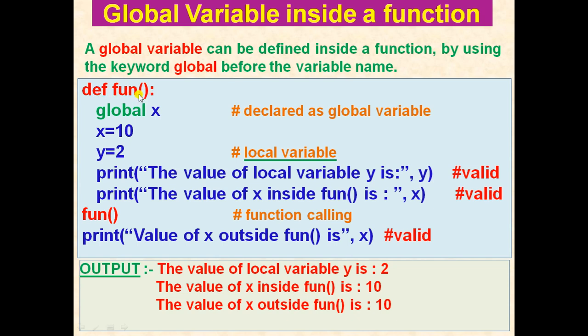we have a function like fun, and we defined here global x is equal to 10, y is equal to 2, and print the values of y and x, here x inside fun, and we can also access it outside the function. This is possible because it is declared as global in a function. It means the global keyword can be used to define a variable within a function as a global variable. So in this way we can make any variable within a function act as a global variable.